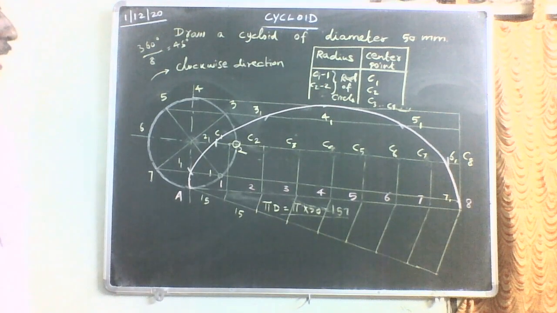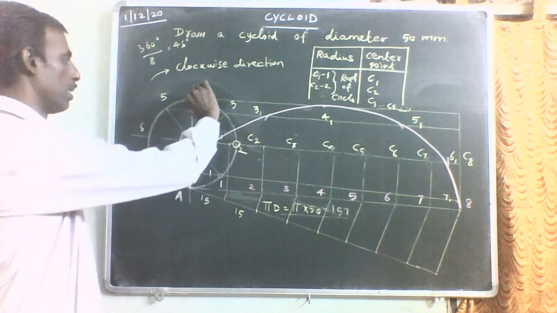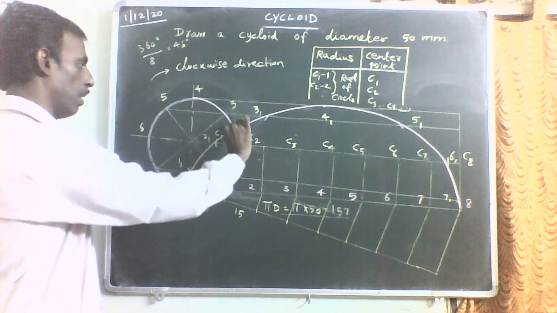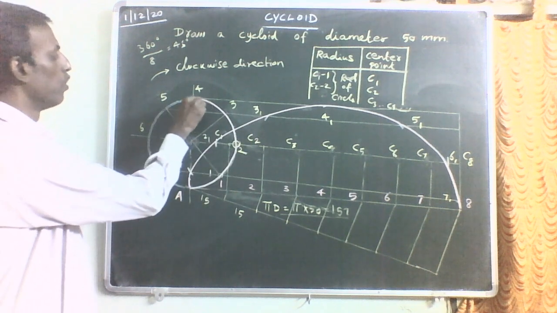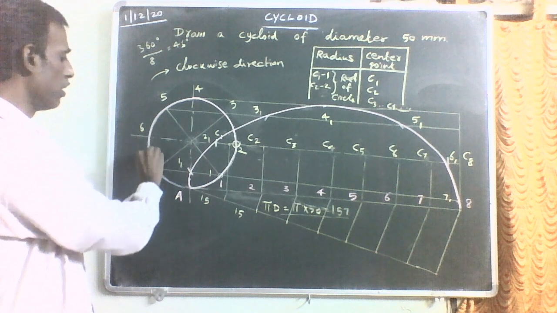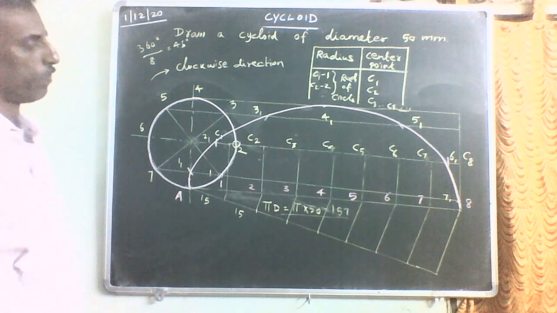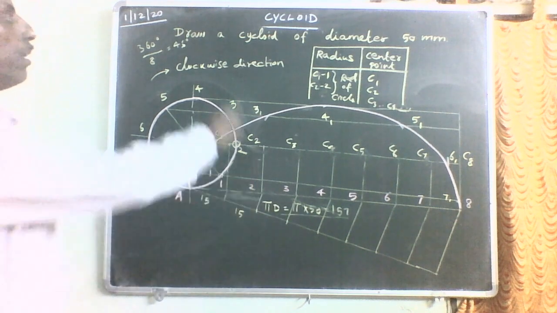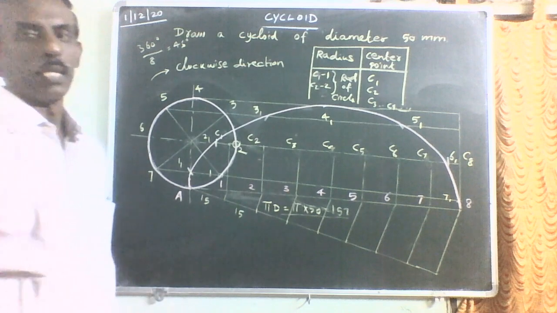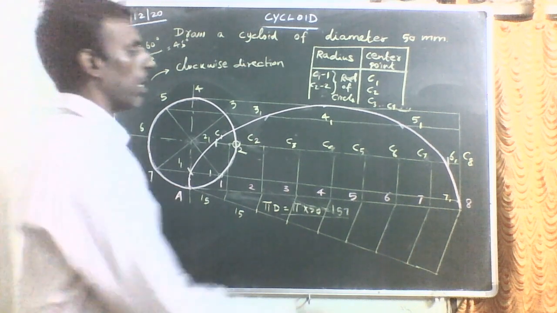Now, how to draw the tangent and normal? In your diagram, only this circle and the final curve you have drawn, the cycloidal curve, should be dark. All other lines should be very, very light and thin. Now we are going to draw the tangent and normal. Even though in the problem they have not asked for the tangent and normal, you have to construct them.